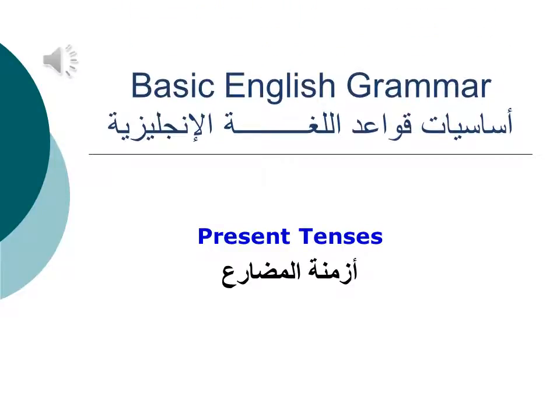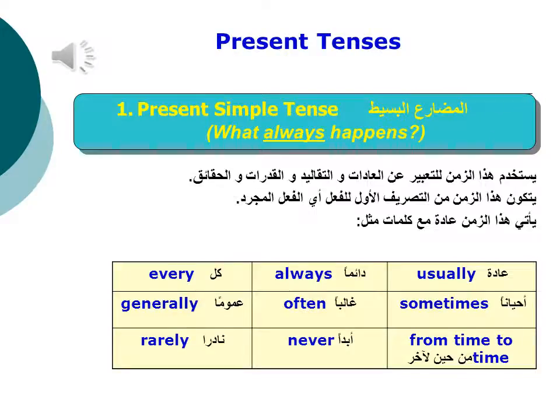Hi, in this lesson you will learn about different present tenses. Let's start with the first tense, which is the present simple tense, often referred to as something that always happens, sometimes happens, often happens, never happens, occasionally happens, and so on.